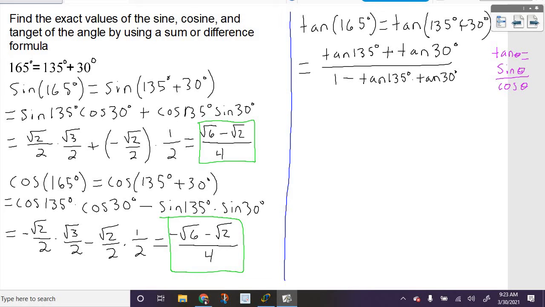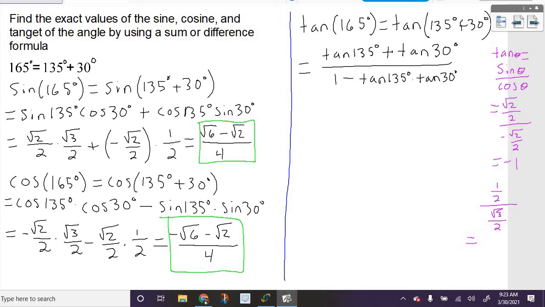cosine. So for my tangent of 135 degrees, my sine and my cosine are both going to be the square root of 2 over 2. Just my cosine is going to be negative. And so notice that that's going to be a negative 1. So that's pretty straightforward. My other one, however, recall at 30 is going to be 1/2 divided by the square root of 3 over 2.